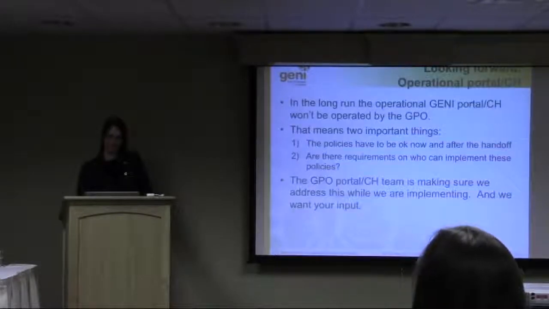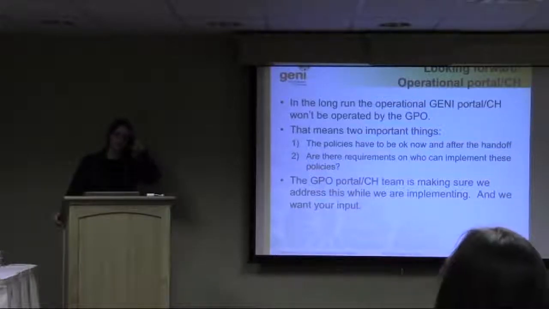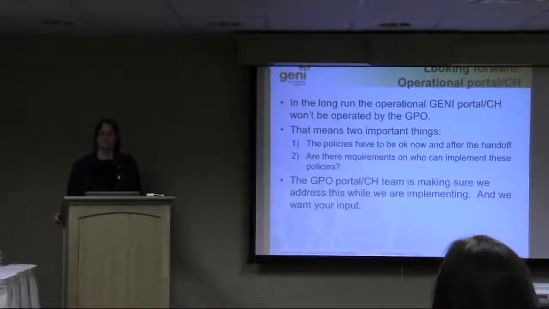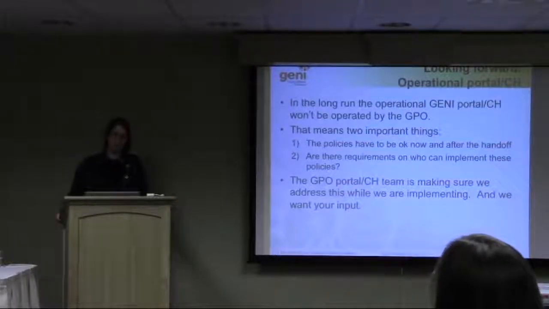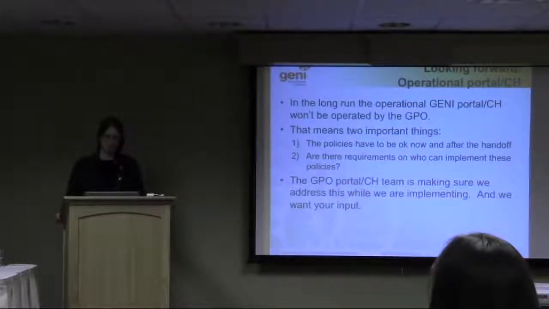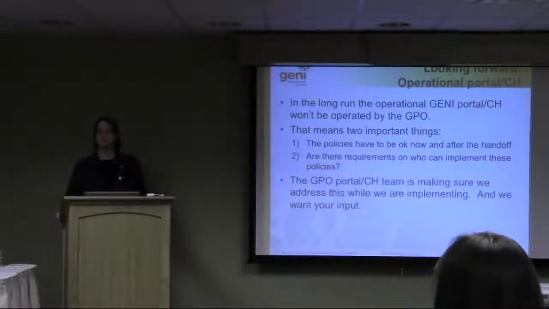Okay, and finally, one last thing. Looking forward, the plan is not that the GPO runs the portal and clearinghouse forever. It's going to transition to some other entity. That means two things: the policies we have now have to be okay after we hand it off, and we were wondering if there were any requirements on who would be acceptable to implement those policies. If it's a commercial entity running and implementing the policies, would that be okay? Does it need to be some sort of educational or nonprofit entity? Does anyone have any concerns along those lines?